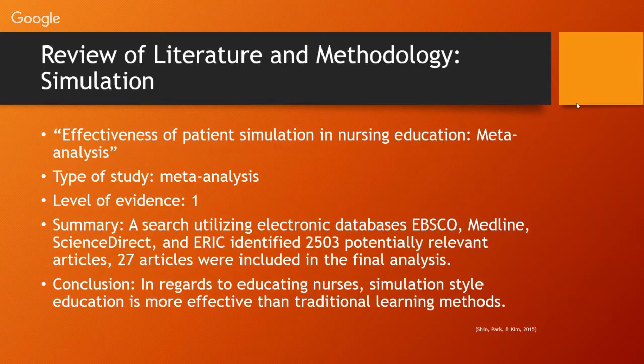The second article that was reviewed was entitled Effectiveness of Patient Simulation in Nursing Education, Meta-Analysis. The type of study was a meta-analysis, and this also was a level 1 of evidence. Summary of the article: it was a search utilizing electronic databases. It identified a total of 2,503 potentially relevant articles. However, 27 articles were included in the final analysis.